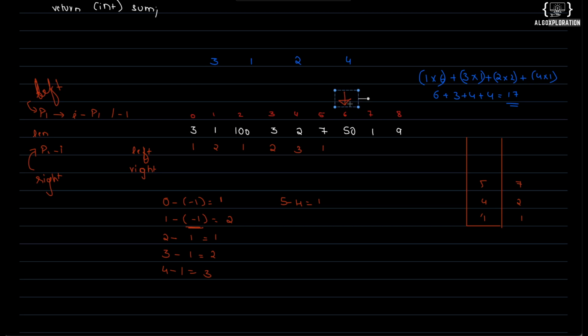Now if I move further, you can see that the previous smallest element is 7 only, right? So calculate the value. 6 minus 5. How did I get 5? From here. So the answer is 1.